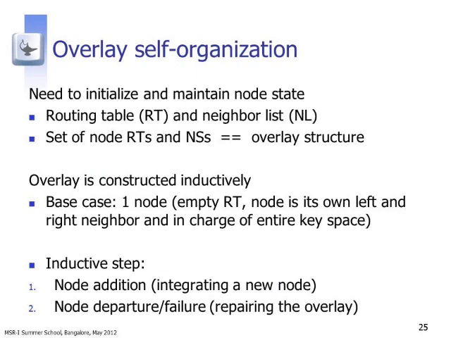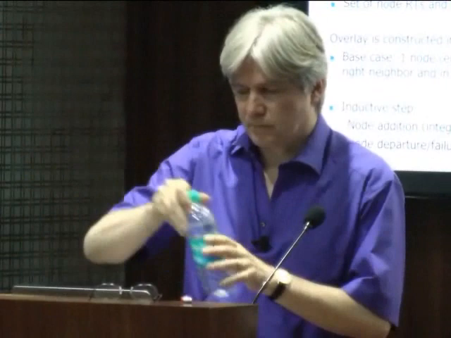Okay, so let me see where we roughly are. Okay, so let's work through the self-organization. So this addresses your point, right? How do we maintain the structure? So basically the problem is, how does each node initialize and maintain its routing table and its neighbor list? Because the union of these routing table entries and neighbor lists basically determines the overlay structure. Okay. So think of this overlay as being constructed inductively. Okay. The base case is you just have one node.